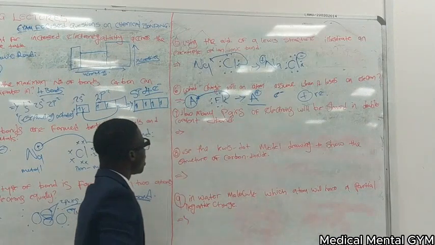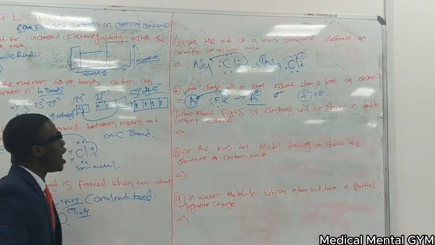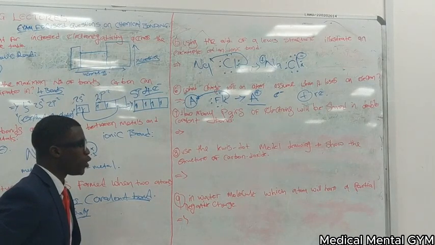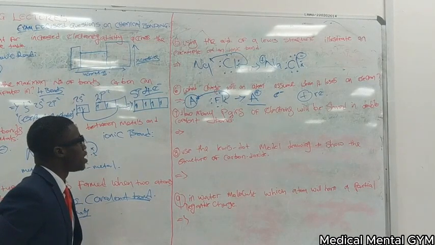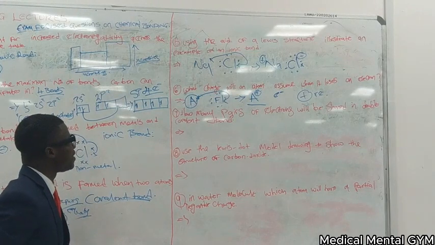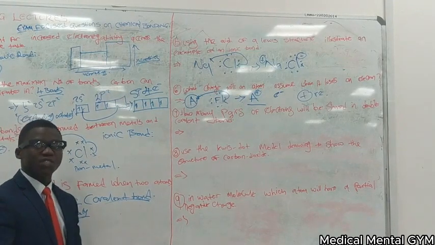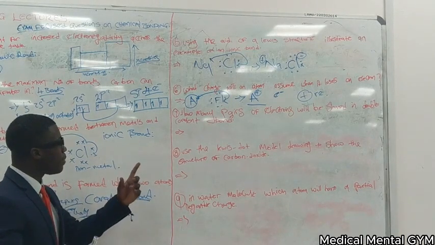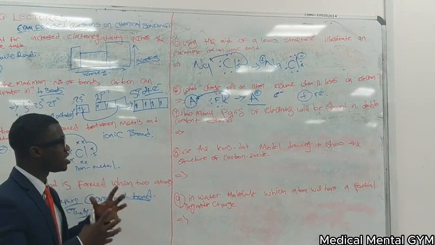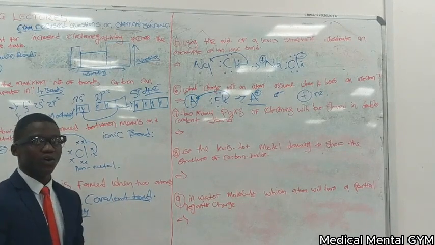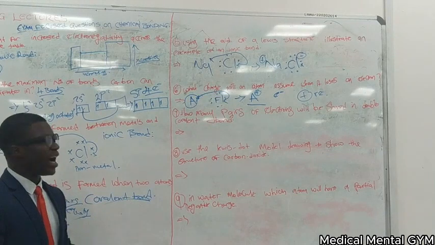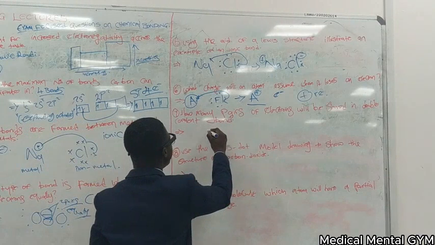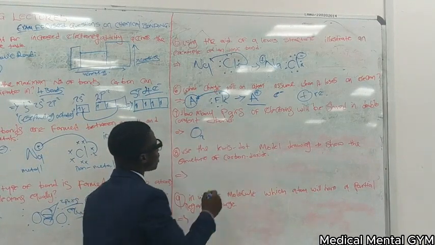Okay. Question number 7 says, how many pairs of electrons will be shared in a double covalent bond? So this question is asking for a covalent bond which involves equal sharing of electrons, specifically a double covalent bond, and how many electrons are to be shared in a double covalent bond. So I will illustrate an example of a double covalent bond between a diatomic oxygen molecule.